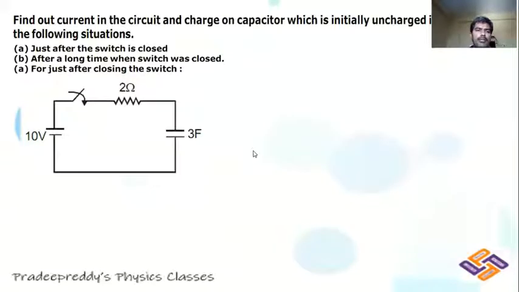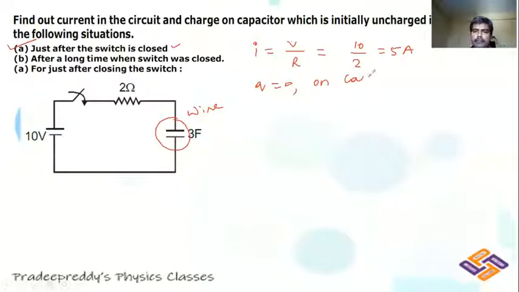You are supposed to find the charge on the capacitor as well as the current in the circuit just after the switch is closed. If the switch is just closed, what would happen? You can replace this with a wire, right? If you replace this with a wire, what is the current in the circuit? I is equal to V divided by R, that is 10 divided by 2, which is equal to 5 ampere. Current in the circuit is 5 ampere at time t equal to 0. Next, what about Q? Q will be equal to 0 on the capacitor. This is at time t equal to 0. That is the answer for the first one, A.